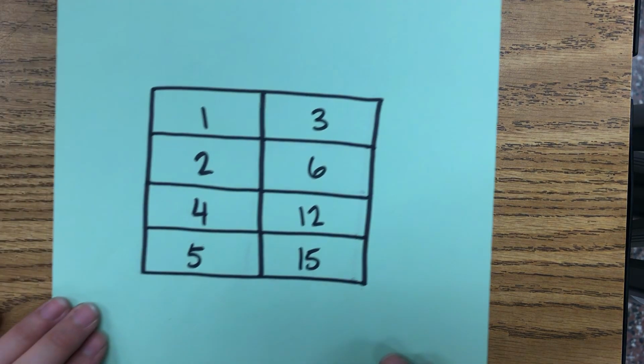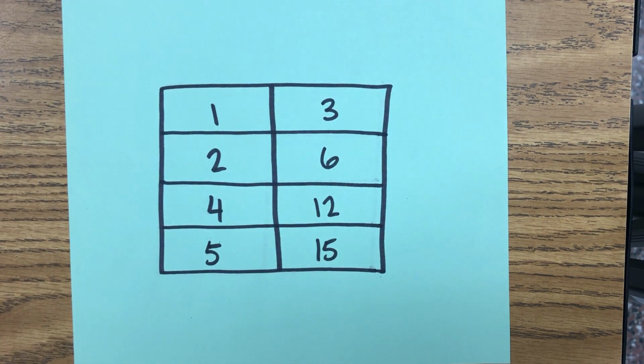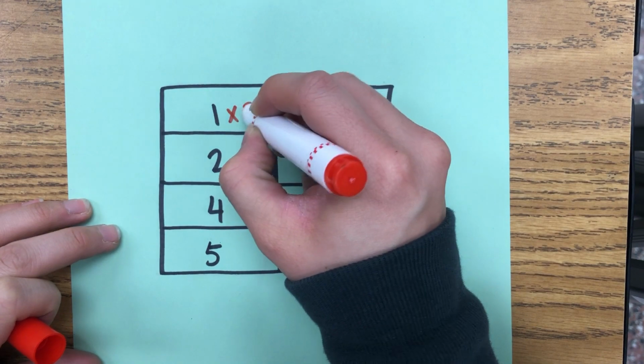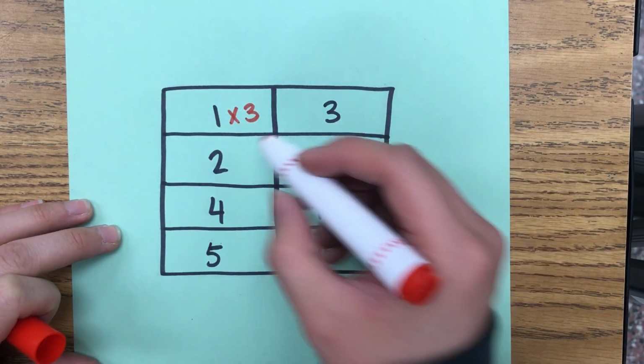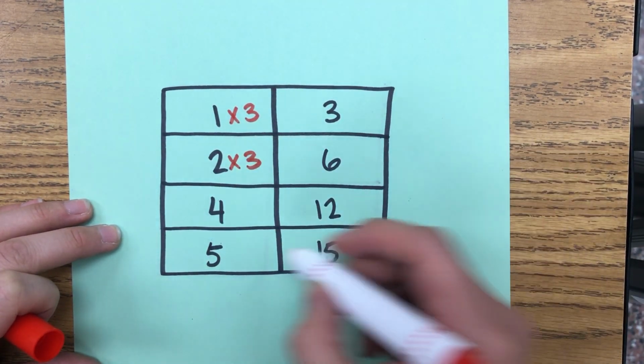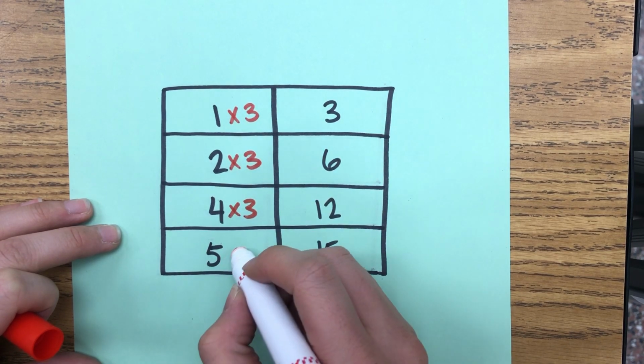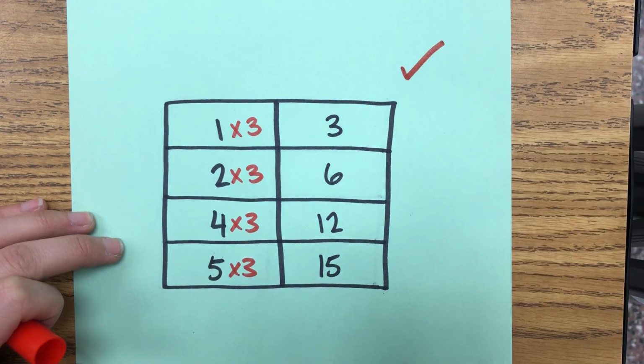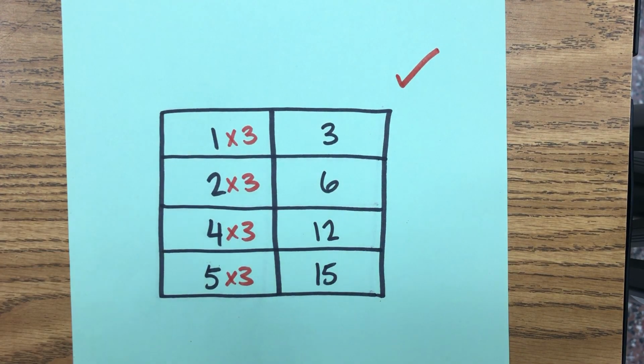Let's look at a table now. Looking at this table, we want to know, is this a proportional relationship? Some of you guys may immediately notice that we are multiplying by 3. 1 times 3 is 3, 2 times 3 is 6, 4 times 3 is 12, 5 times 3 is 15, and you might go, oh yes, right away this is a proportional graph.